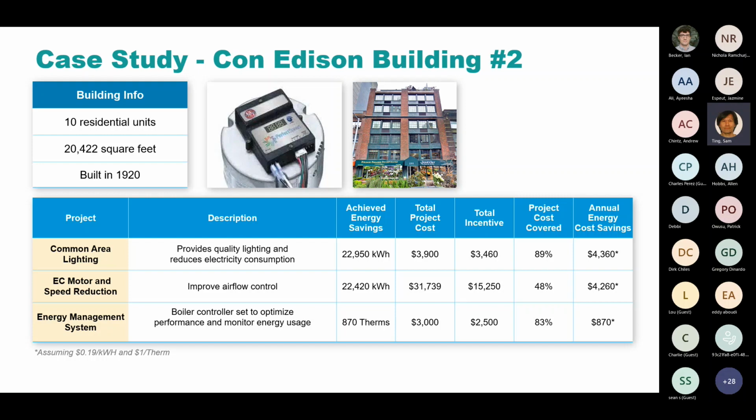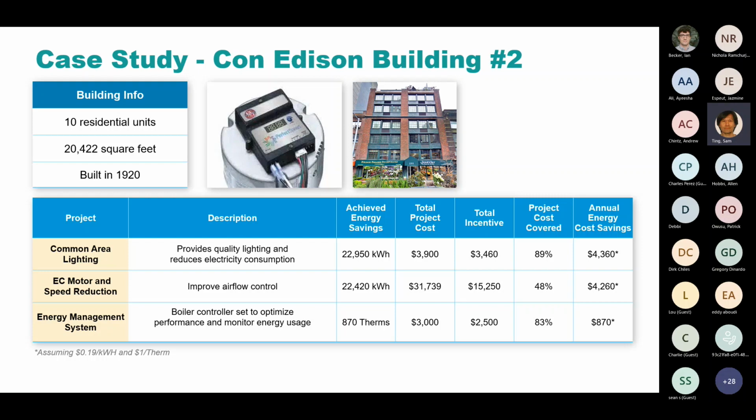Also, it's possible the existing lighting could have been incandescent, so there's higher energy savings, which could cause the payback period to decrease as well. There's the EC motor and speed reduction, where you have a more efficient motor, possibly with VFDs, which would help reduce the motor speed and the amount of energy used. And here are the savings as well, really good, and it's about a 4-year payback.